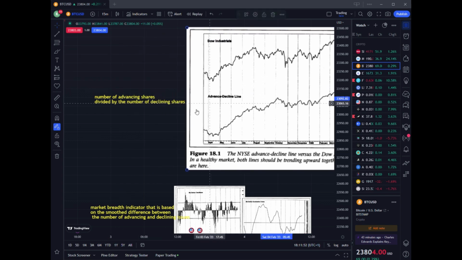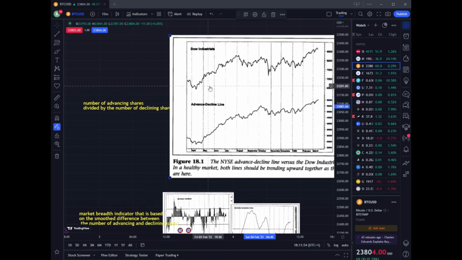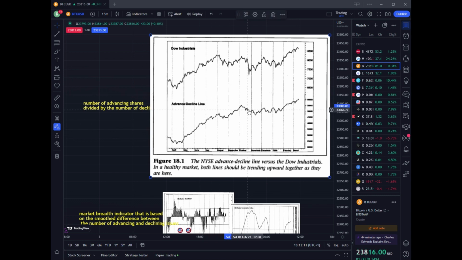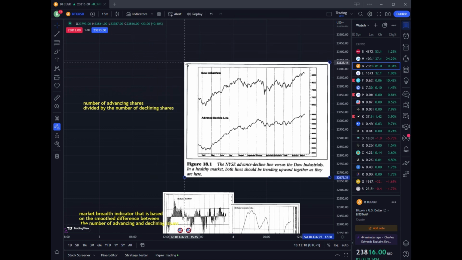So basically, this is the advance decline line, and it's basically taking all the advancing shares divided by the declining shares. And of course, you can't just do this on a single stock. That's not really going to happen. So you're going to have to use the S&P or the Russell, or any index that has a lot of stocks, or at least multiple combined, right? So yeah, this creates a decline line, which showcases what the market is doing.